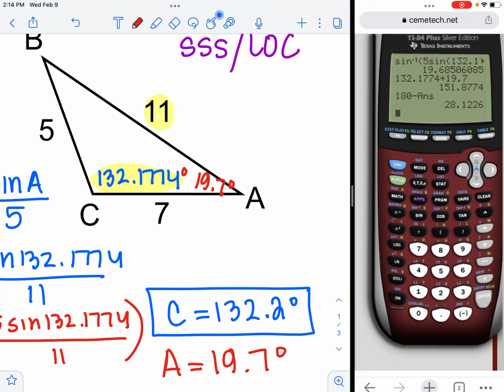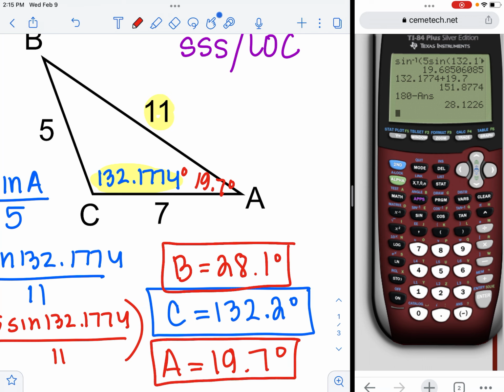28.1226, which to the nearest tenth is 28.1 degrees. So angle B is 28.1 degrees. So there's my three angles.